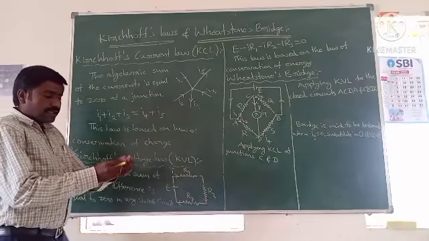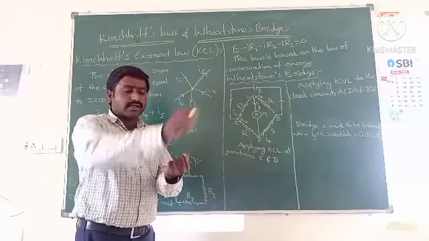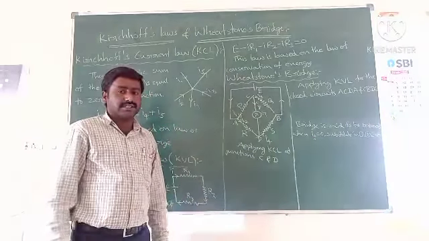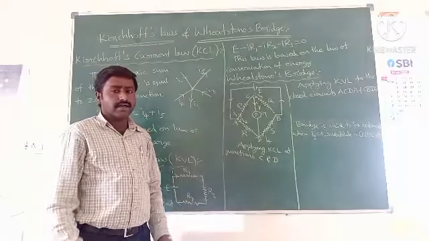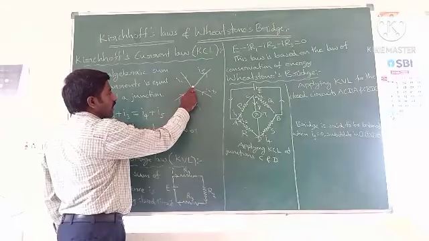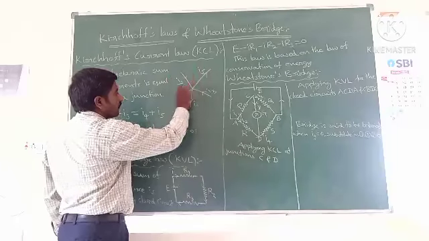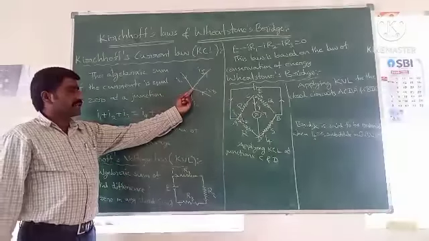Junction means a common point. It's like a chaurasta, a crossroads, where many roads join. This is called a junction. At this junction, many wires are connected. So let us take this as the junction. At this junction, I1, I2, I3, I4, I5, five currents are gathered.